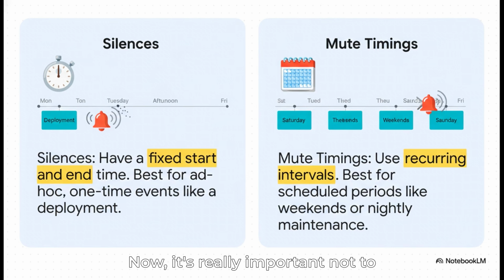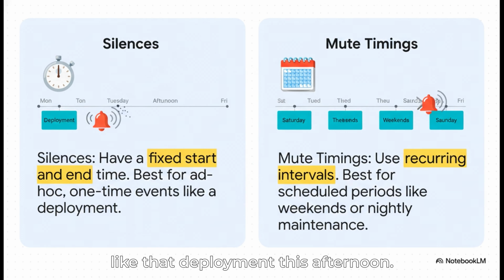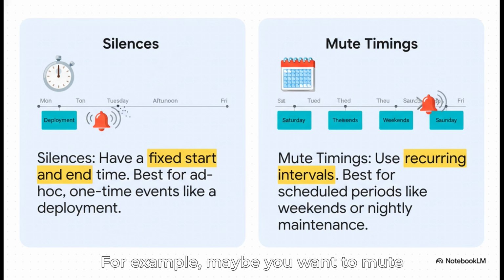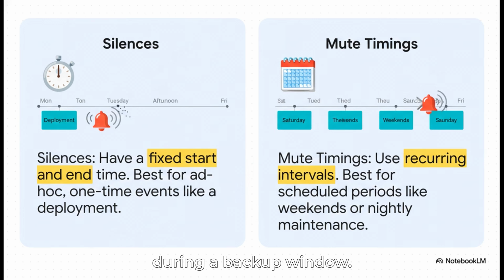Now, it's really important not to get silences confused with mute timings. They sound similar, but they're for totally different jobs. A silence is for a one-off thing, like that deployment this afternoon. A mute timing is for a recurring schedule. For example, maybe you want to mute non-critical alerts every single weekend, or every night during a backup window. That's a job for a mute timing.